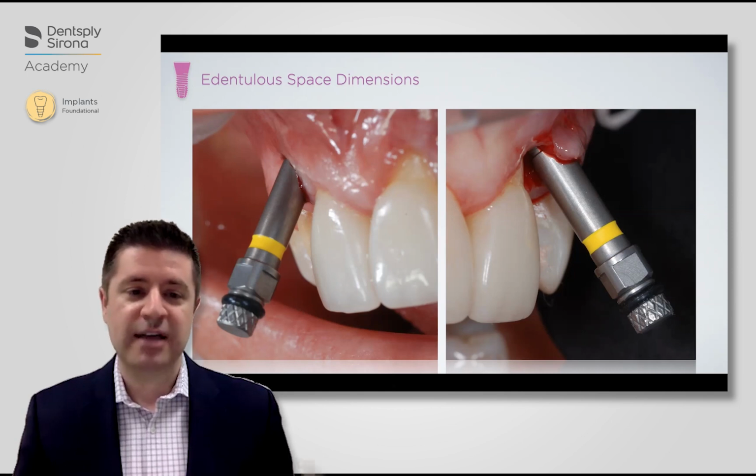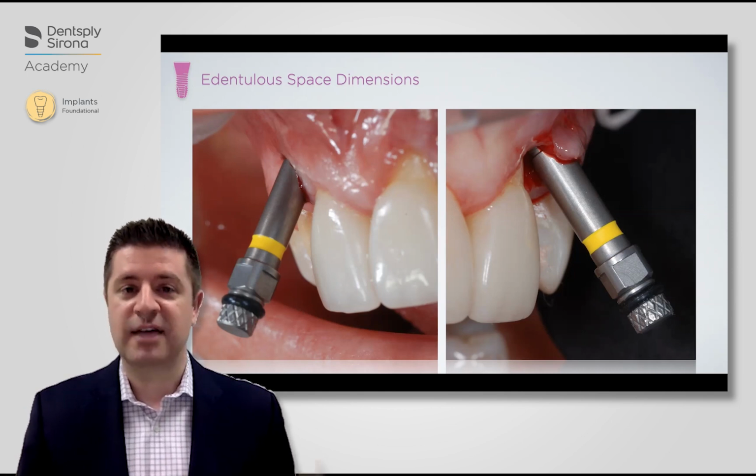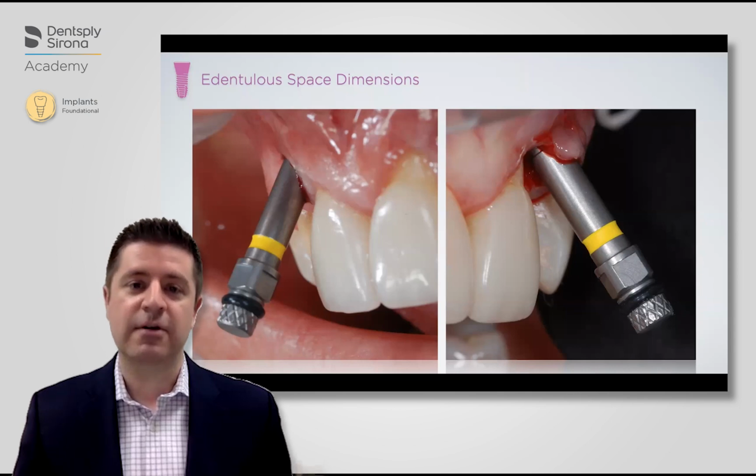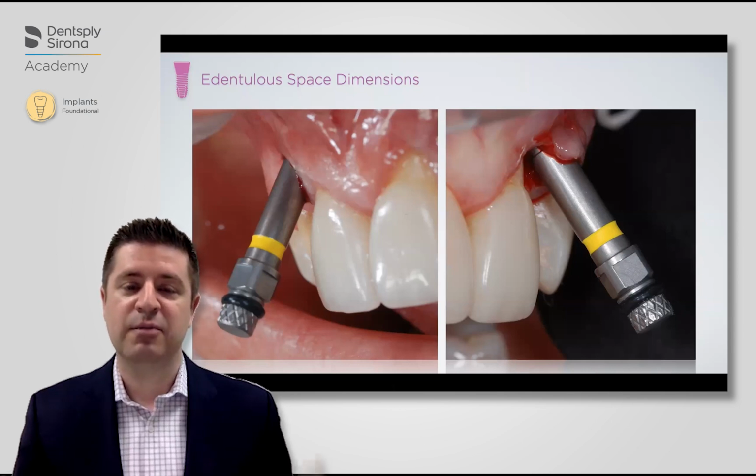So try to take this example to heart and use this as a motivation in your own practice to go ahead and actually evaluate both the horizontal and vertical spaces that you have present before an implant is planned for that particular patient.